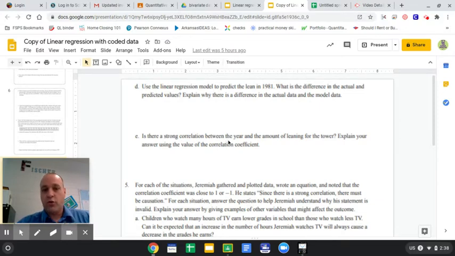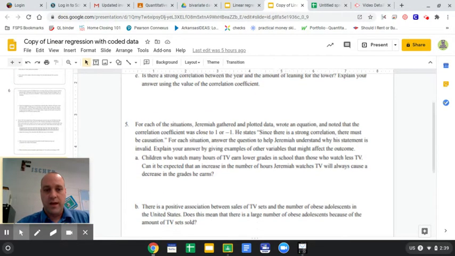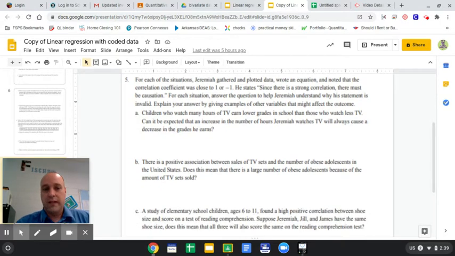Is there a strong correlation between the year and the leaning tower? Yeah, there is, because your R, once you do it, is really close to 1. So it's 0.994, I think. So that is, explain your answer using the value of the correlation coefficient, so the R that you got in your calculator, because it's so close to 1, that means it's a strong linear relationship, positive. So that's it for number 4.